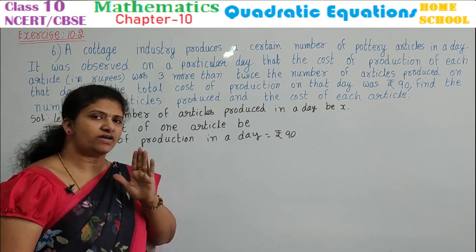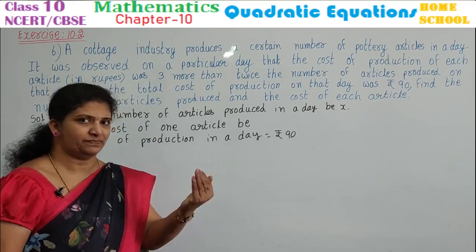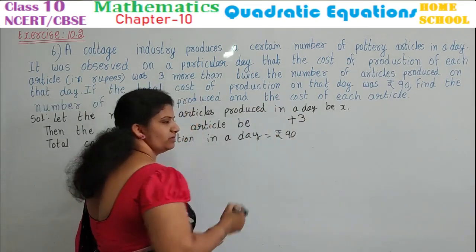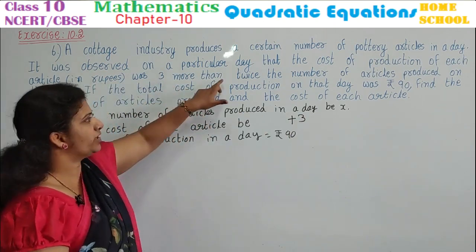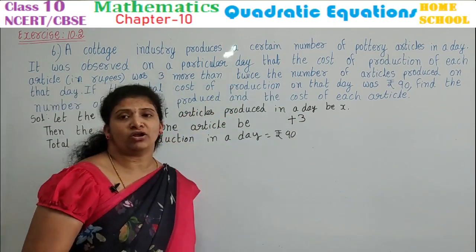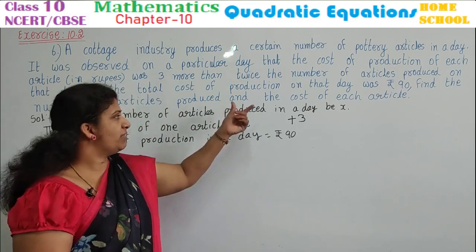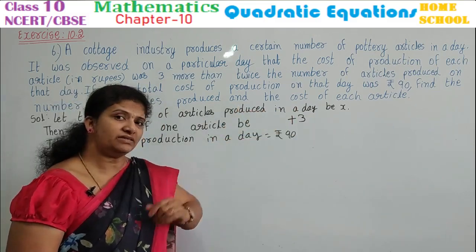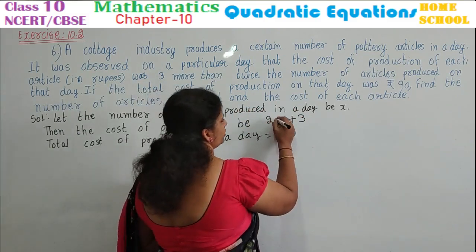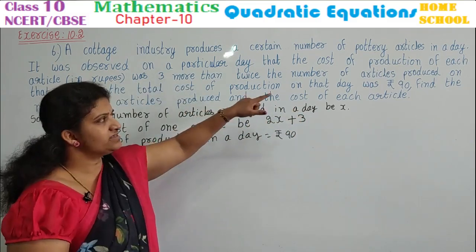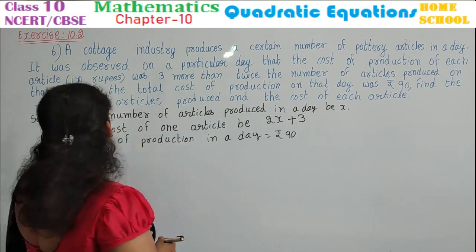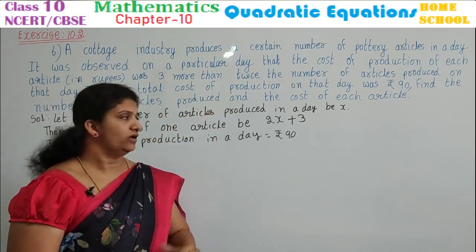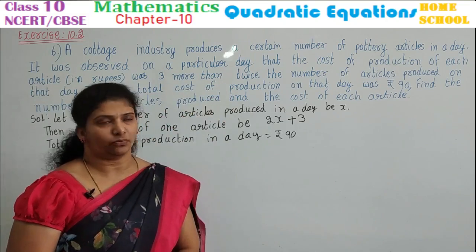More means always you remember plus. B 3 more than, okay? 3 more than twice the number of articles produced. How many articles produced? We have assumed x. Twice it means 2x. Twice the number of articles produced on that day. The total cost of production on that day, cost of production is 90 rupees.